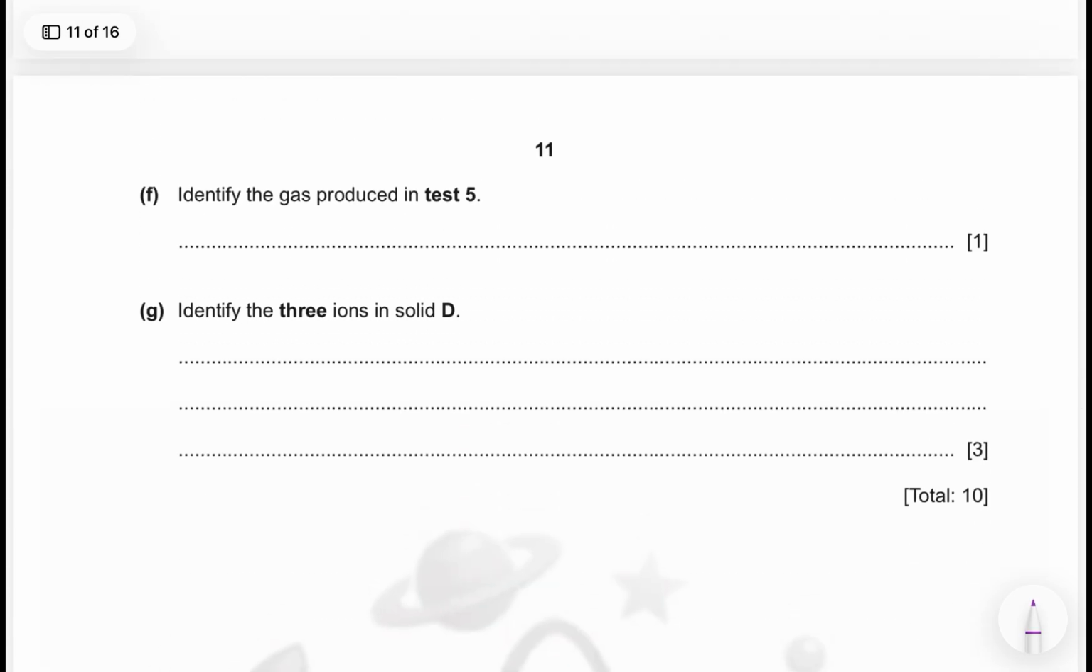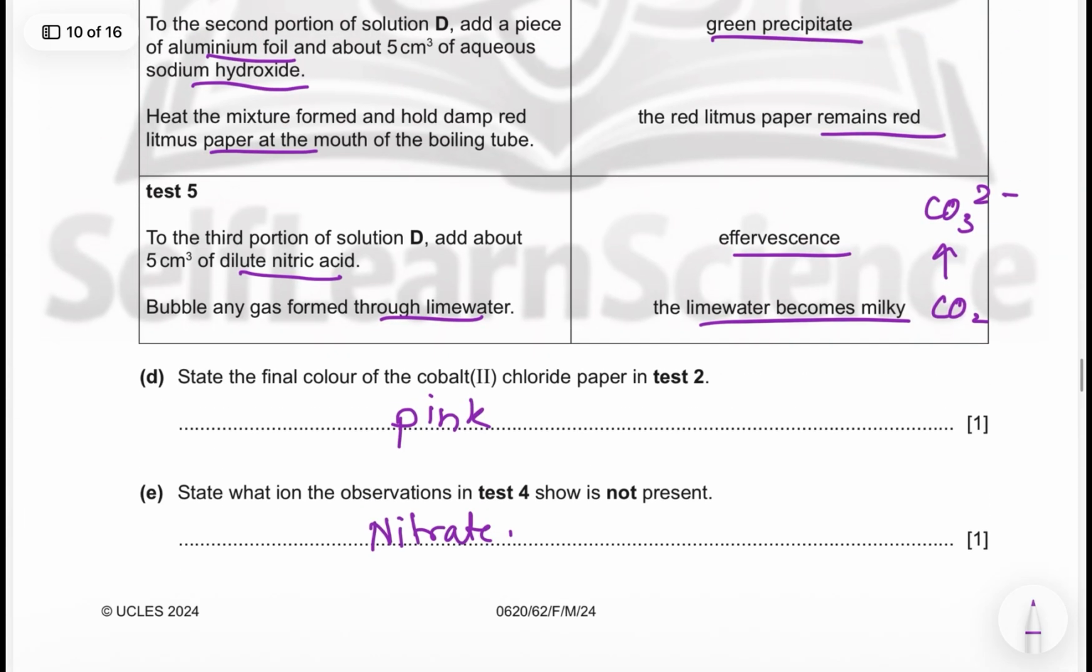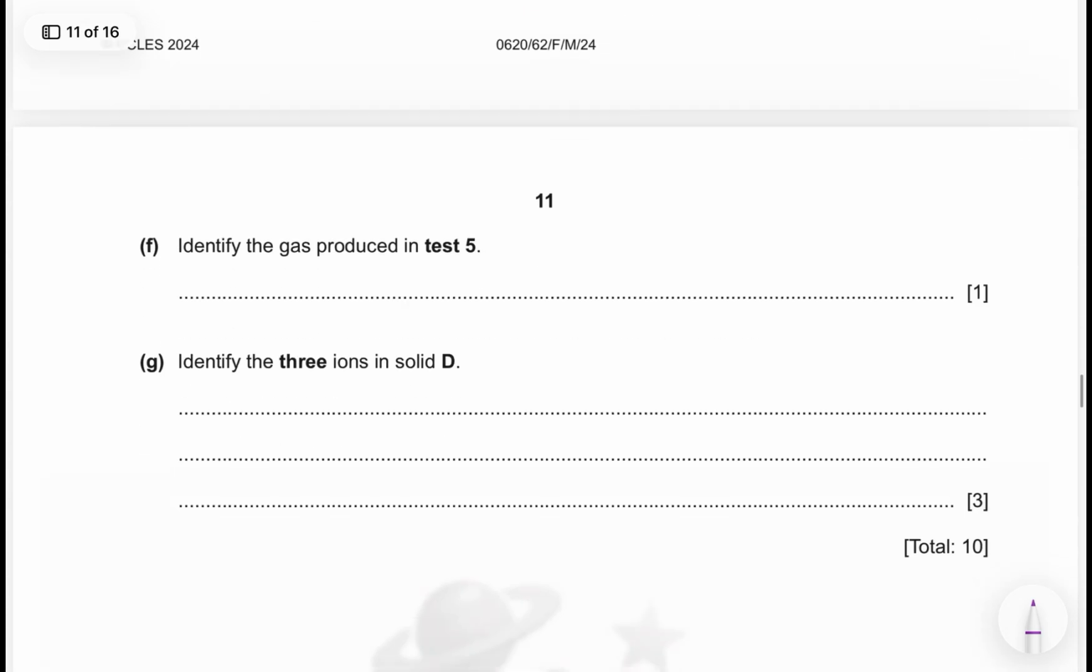Identify the gas produced in test 5. We have already identified that the gas produced is carbon dioxide.